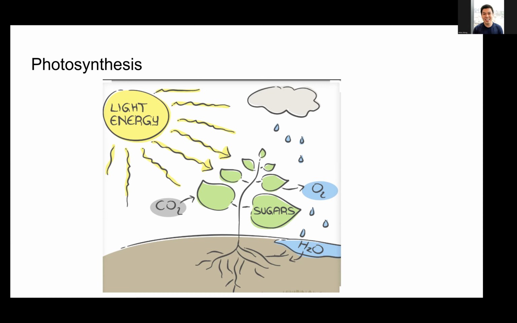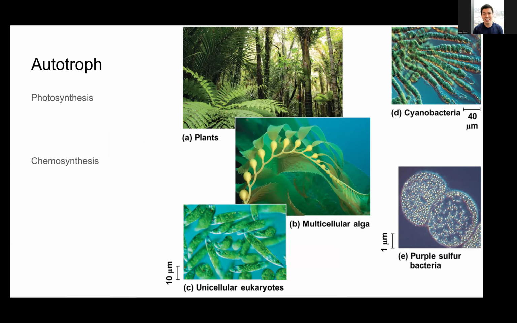So we're going to go deeper into this. First, a few key terminology. We can basically divide living organisms into two types based on how they obtain energy. The first type is called autotroph, in which they can generate energy from inorganic sources.